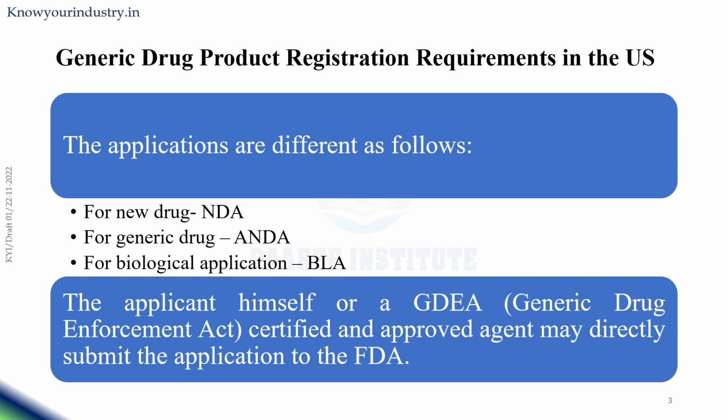For a generic drug, it is ANDA, abbreviated new drug application. It's an application made for approval of generic drugs. The sponsor is not required to reproduce the clinical studies that were done for the original brand name product. Instead, generic drug manufacturers must demonstrate that their product is the same as that of the innovator drug product. And BLA is for biologics.